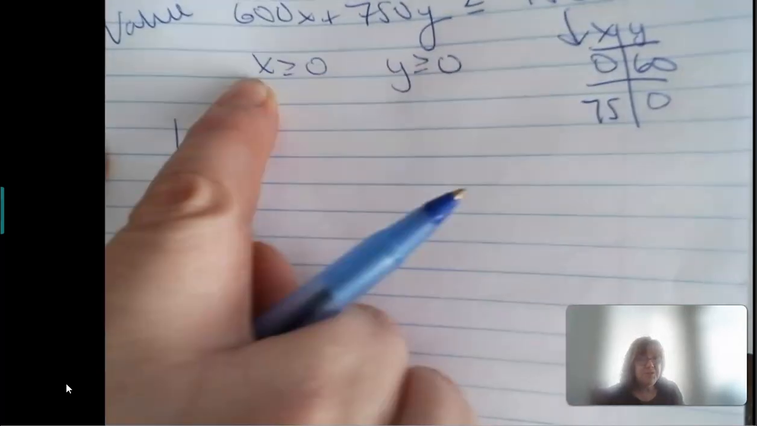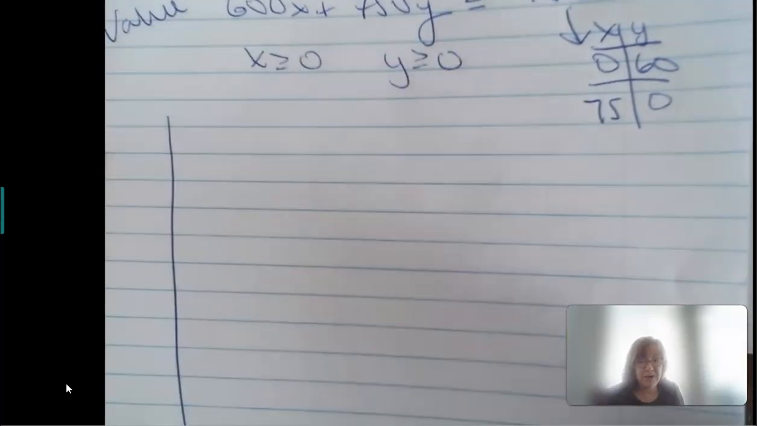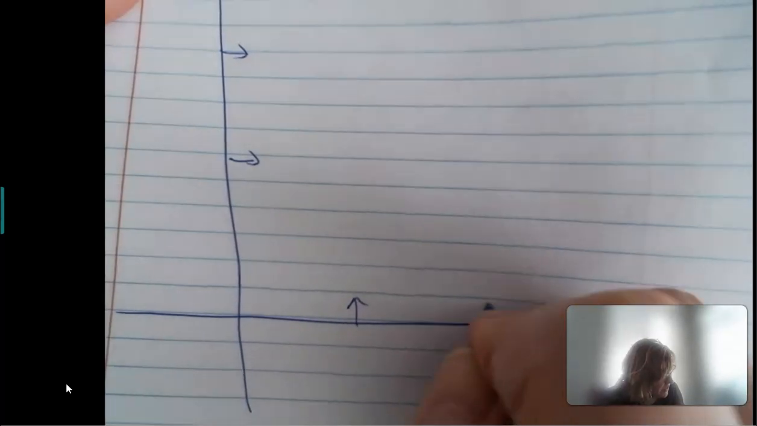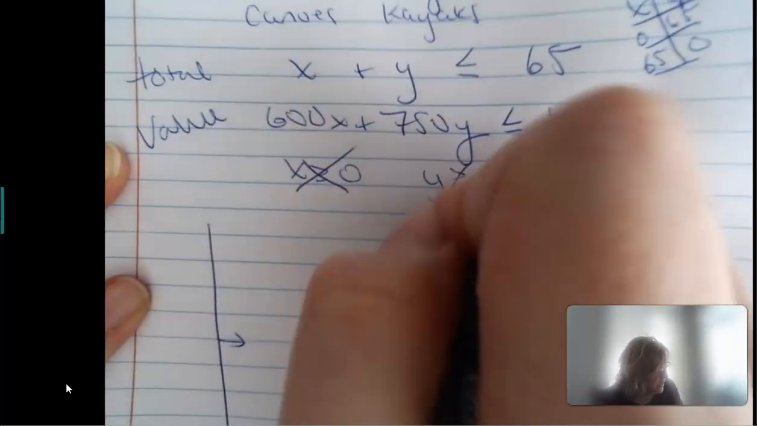Now, these two tell me that I'm in quadrant 1, because X is greater than 0 and Y is greater than 0. So I'm not going to shade, but I'm just going to draw arrows that I am in quadrant 1. So those two are done. Cross those off. I did those.